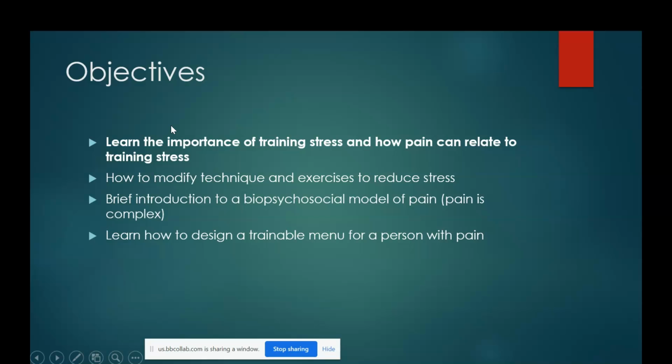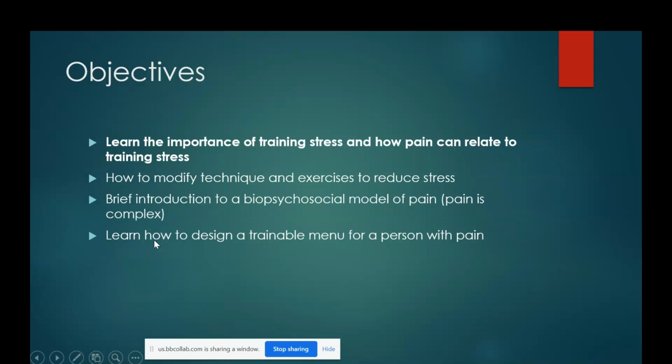I want you to understand the importance of training stress and how pain can relate to training stress. I want you to learn how to modify technique and exercises to reduce training stress in some areas. We'll do a brief introduction to what's called the biopsychosocial model of pain. Essentially, what you're going to get away from this is that pain is complex.